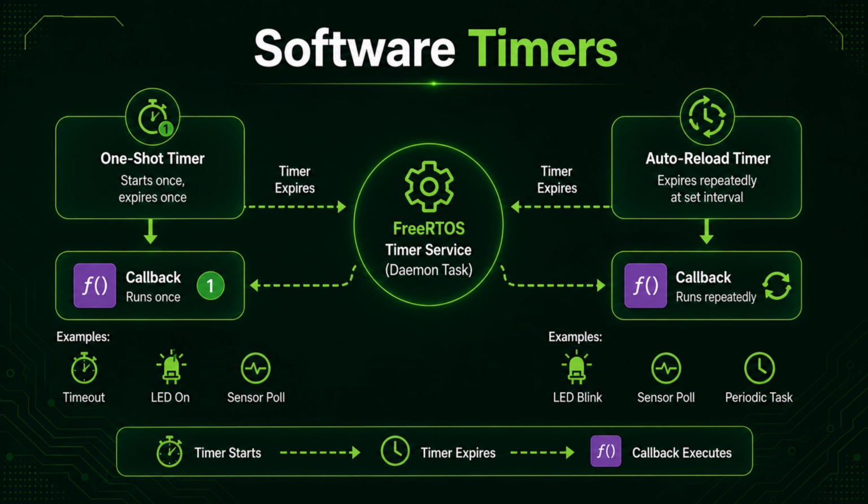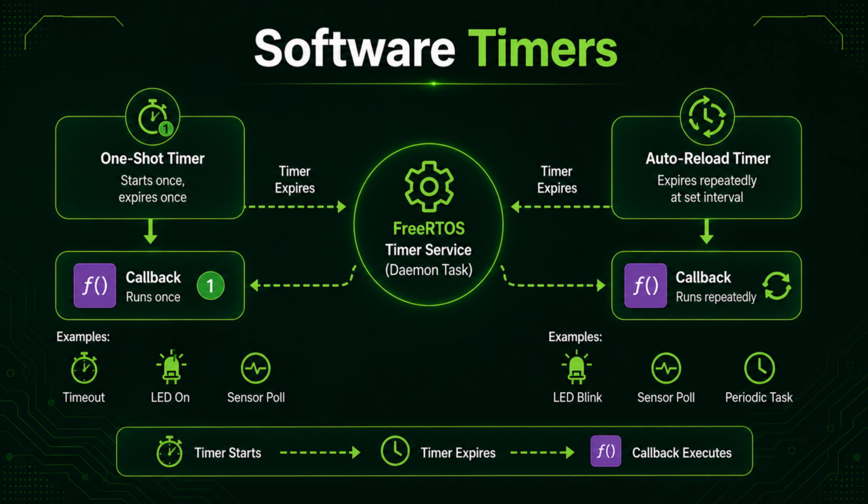FreeRTOS software timers execute a callback after a configured period. They are useful for delayed operations that do not require a dedicated task. A one-shot timer expires once and then stops. It can be used for communication timeouts, delayed shutdown, or turning an output off after a fixed interval. An auto-reload timer automatically restarts after expiration. It is suitable for repeated operations such as blinking an LED, checking a sensor, or updating a status value.